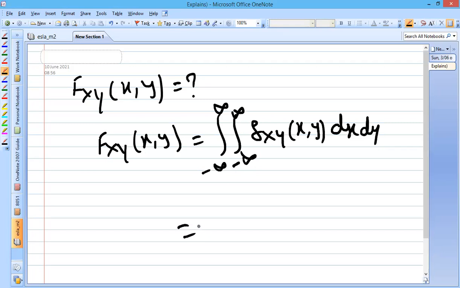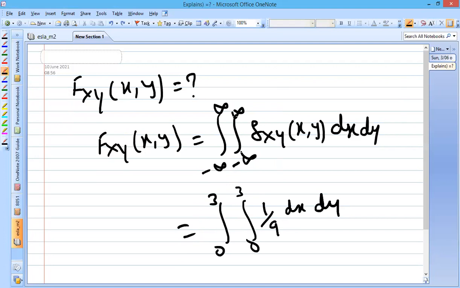Since both x and y are independent random variables bounded by 0 to 3, we make the substitution of the range as 0 to 3, 0 to 3. Fxy of x, y can be replaced by the value we have calculated, which is 1 by 9, which has to be integrated with respect to x and y. So integrate and tell me the answer.